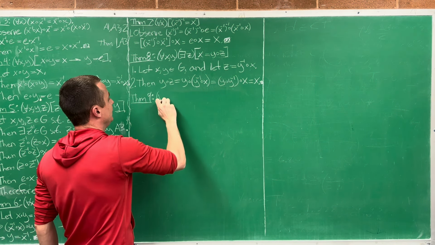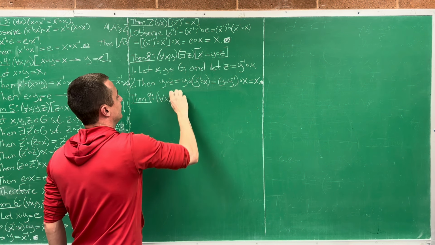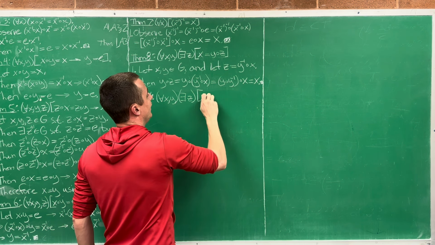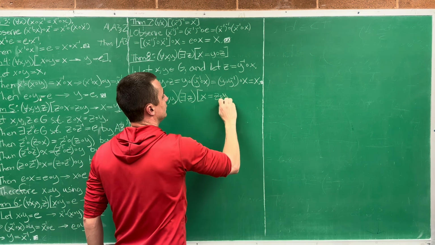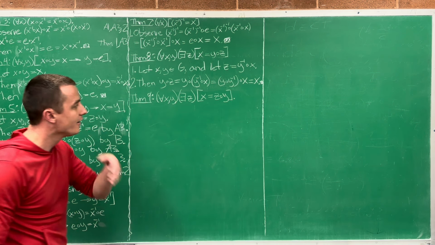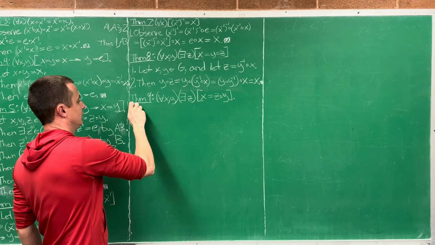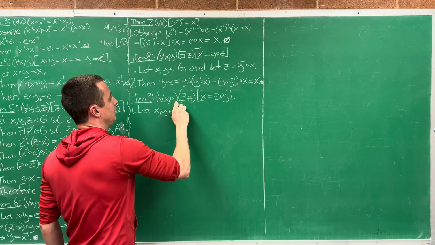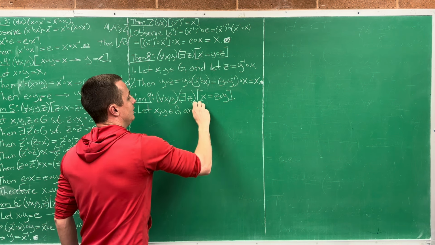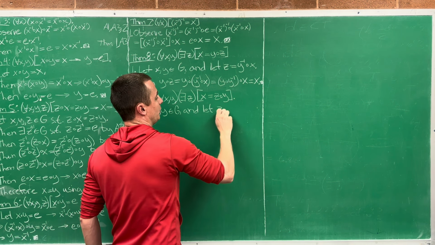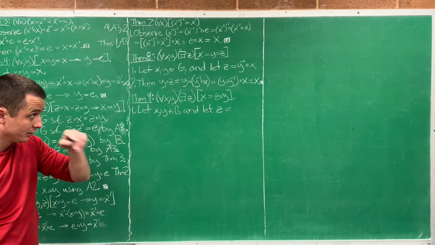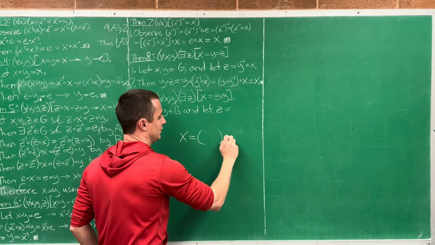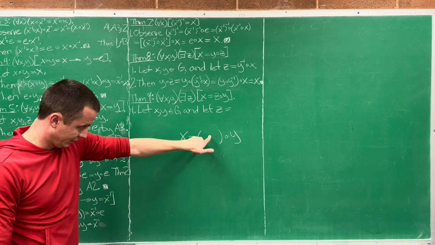Okay, so the next one is going to be, for all x and y, there exists a z such that x is equal to z circle y. So notice it's different, but similar. So start with the same thing. Let x, y be in G, and let z equal. Now we have to figure out what we want our z to equal. This time, what do we want our z to equal? So I'm looking for x is equal to something circle y. What can I put here?